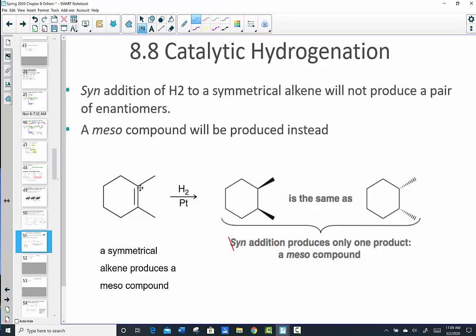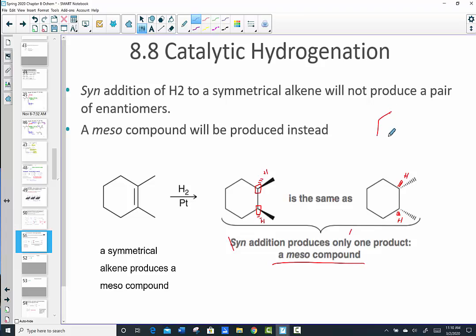So think about here, this would be a chiral center, and here is a chiral center. With a syn addition, where the hydrogens are added as both dashes, or the hydrogens are added as both wedges, these are the same compound. So the syn addition really just produced one compound that's a meso compound. A plane of symmetry has occurred.